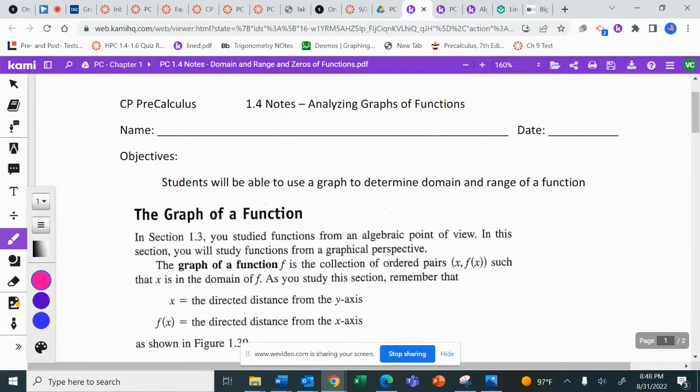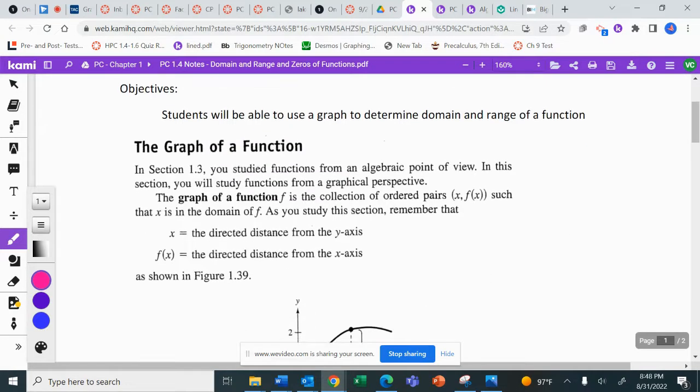All right, pre-calc, section 1-4. We are going to look at domain and range and also zeros.